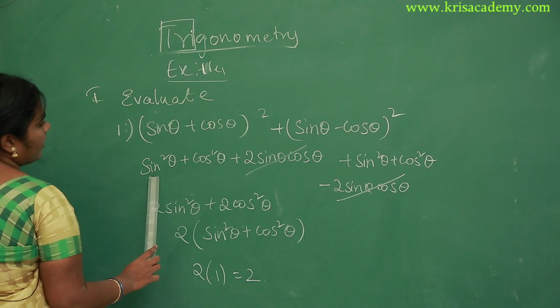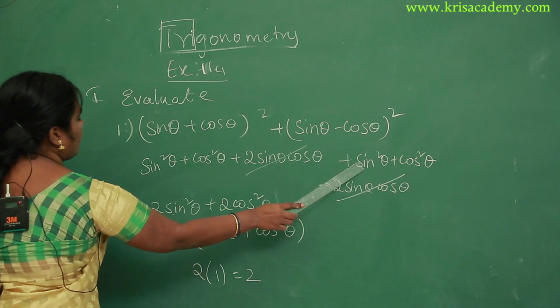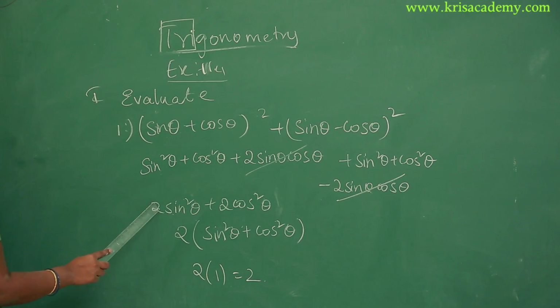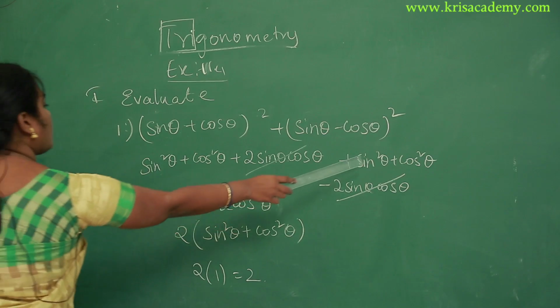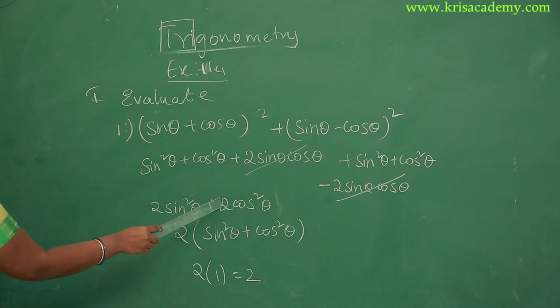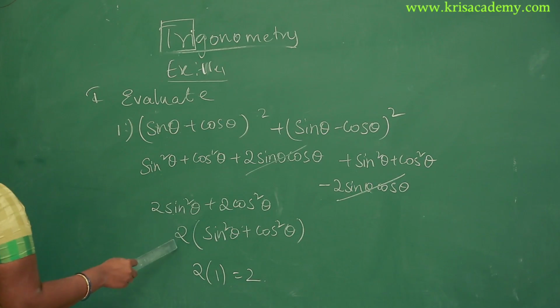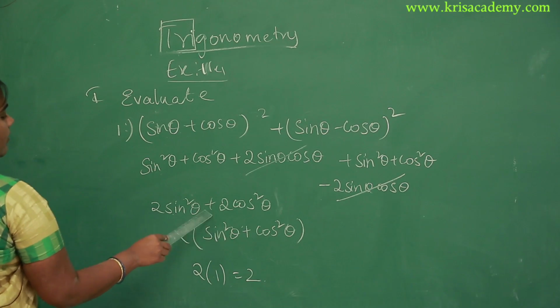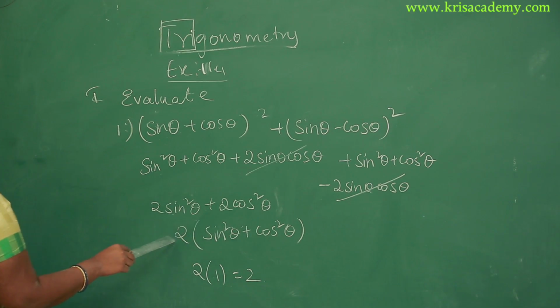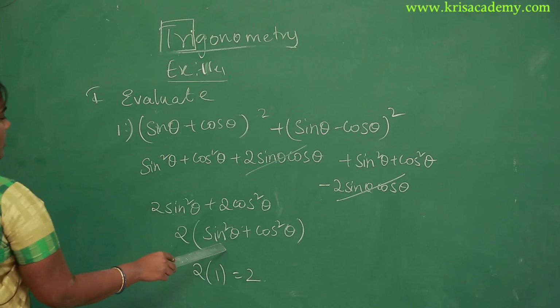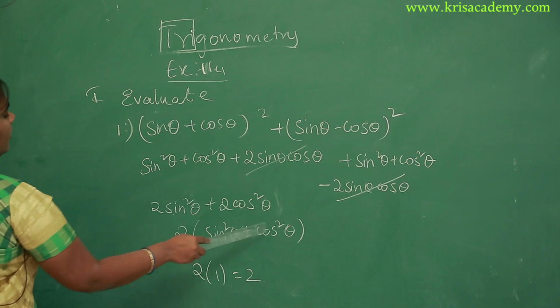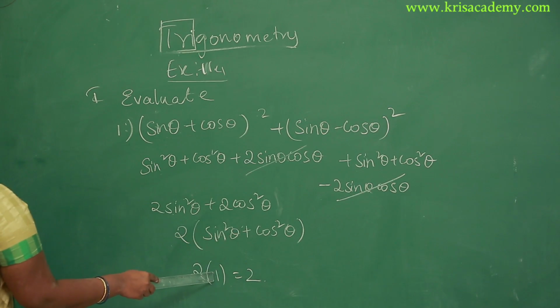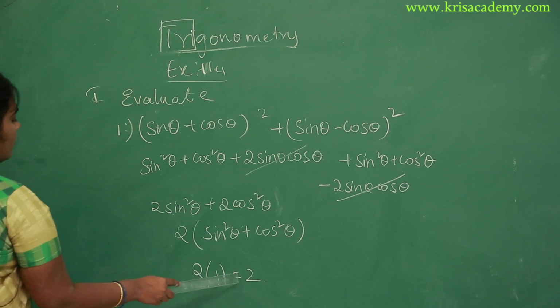Now add sin²θ. sin²θ + sin²θ is 2 sin²θ. cos²θ + cos²θ is 2 cos²θ. In these two, 2 is common. So if I write 2 common, sin²θ is remaining, plus cos²θ. Just now we have learned the identity: sin²θ + cos²θ value is 1. So 2 ones are 2.